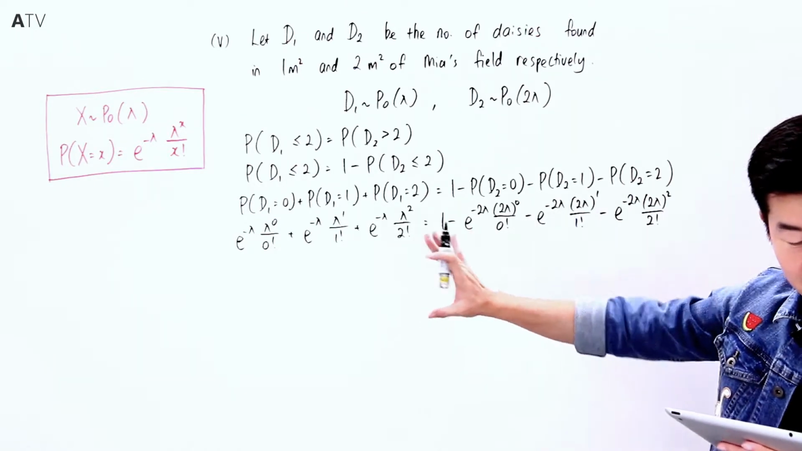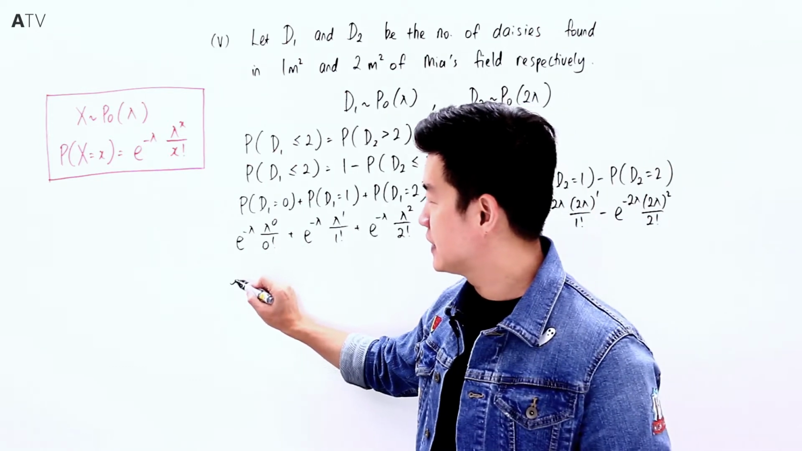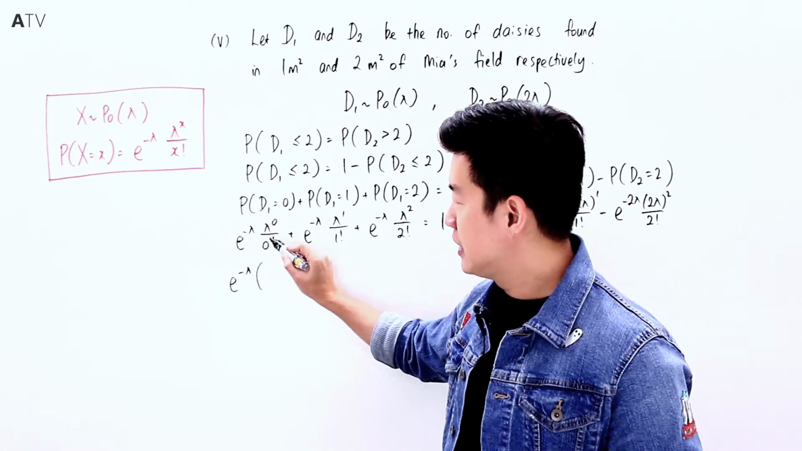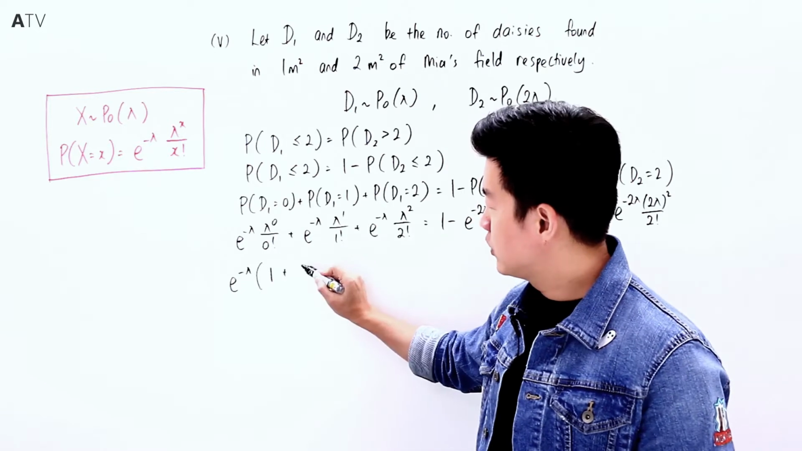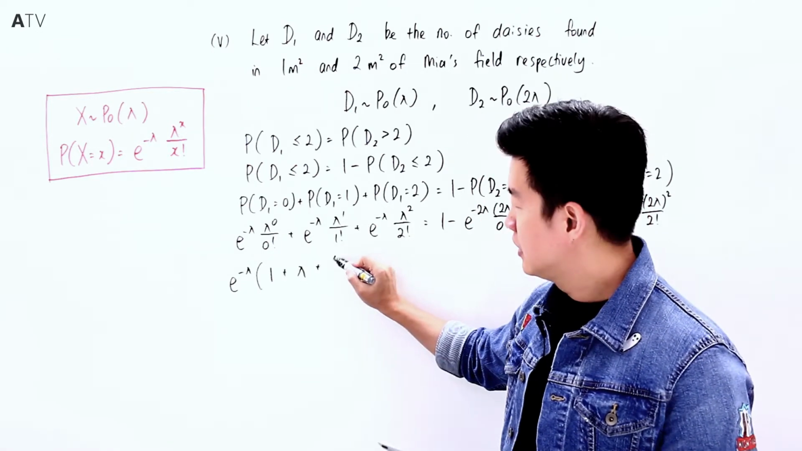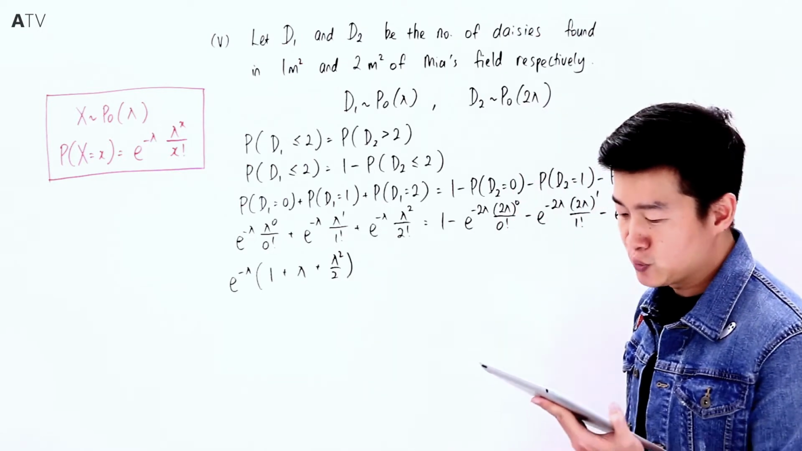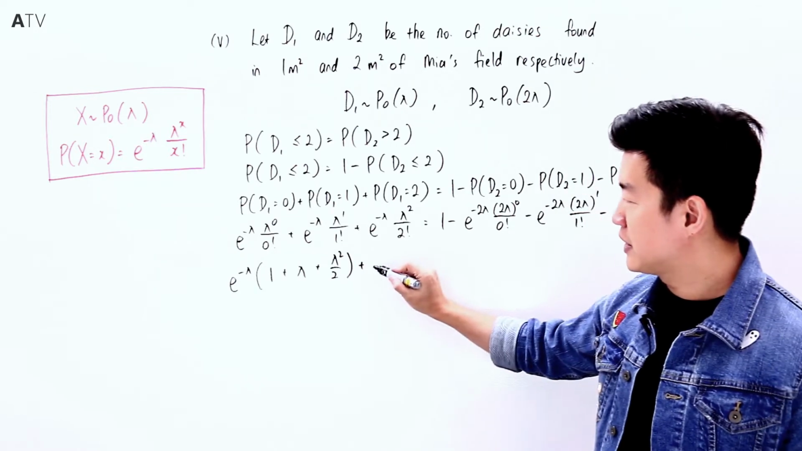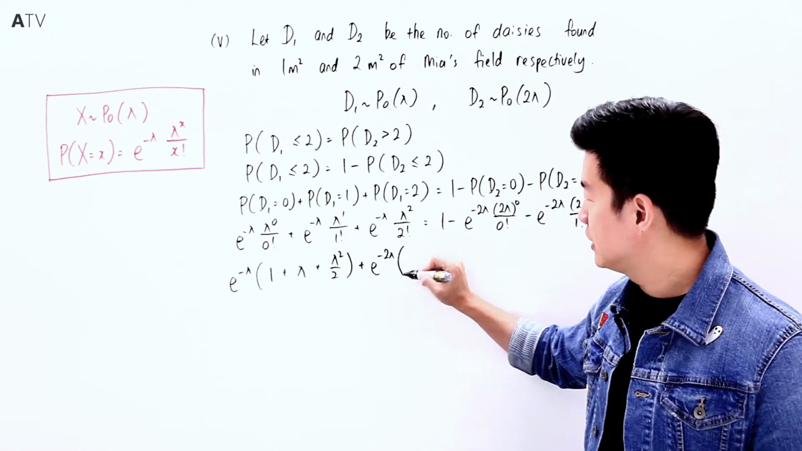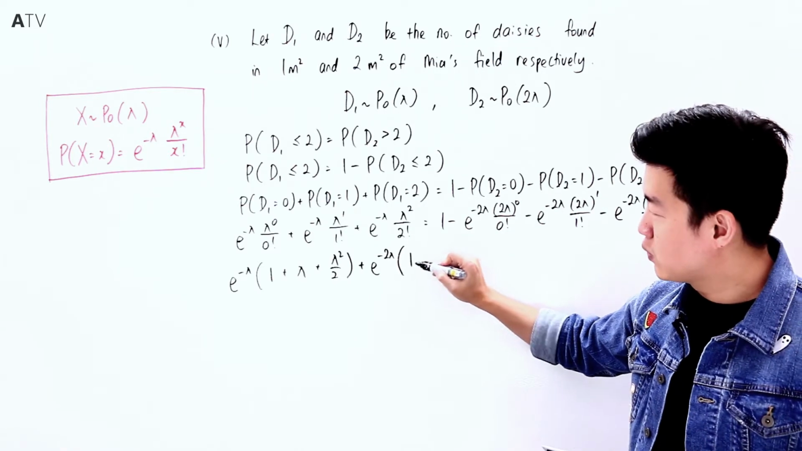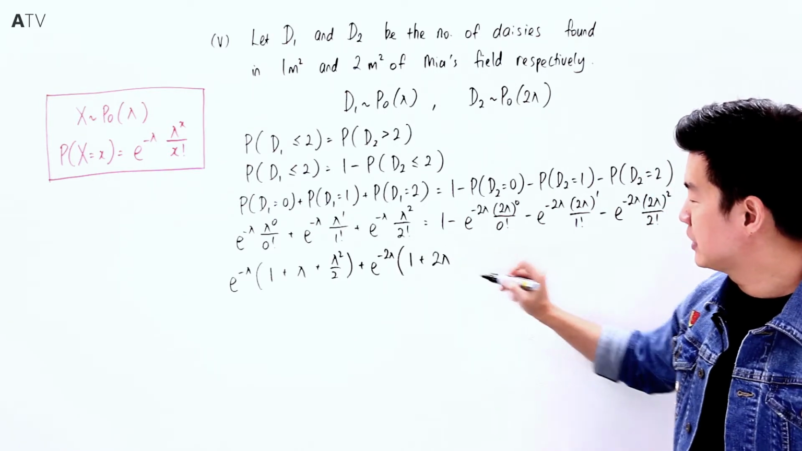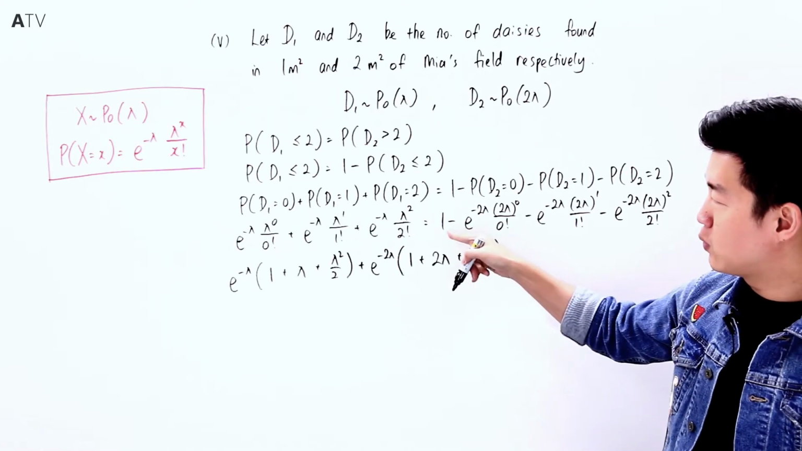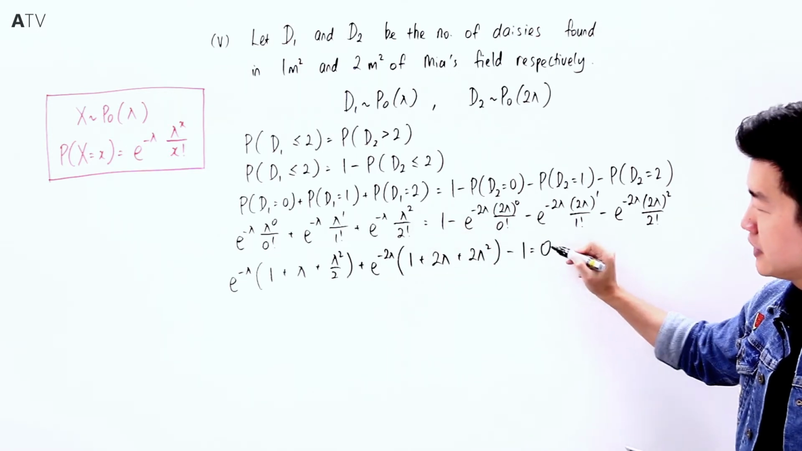And if I bring everything over to the left hand side, what I will have is e to the power of minus lambda. If I factorize out e to the power of minus lambda, this will be 1, and then this will be lambda, and here it will be lambda square over 2. Then this, if I shift it over to the left hand side and factorize out e to the power of minus 2 lambda, this will once again be 1, and here is 2 lambda, and this is going to be equal to 2 lambda square. Then 1, bring it over to the left, is minus 1 is equal to 0.